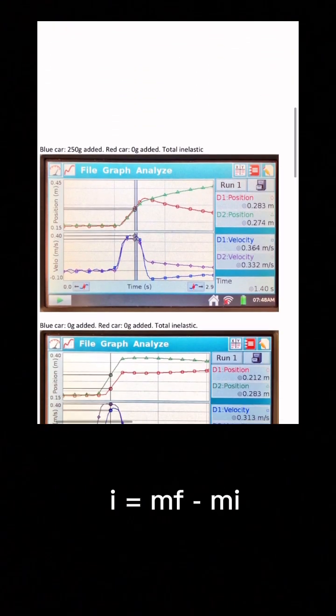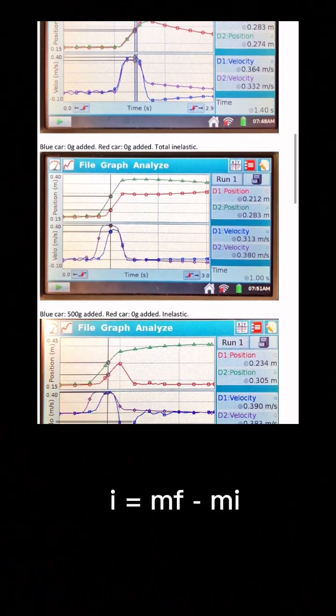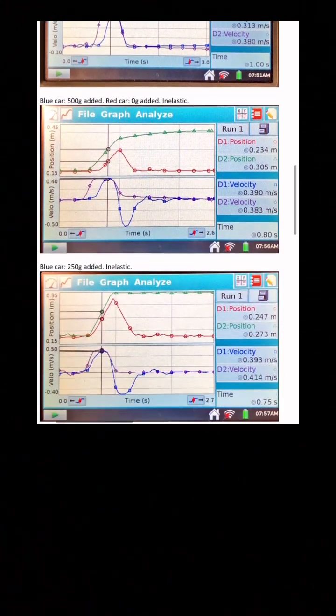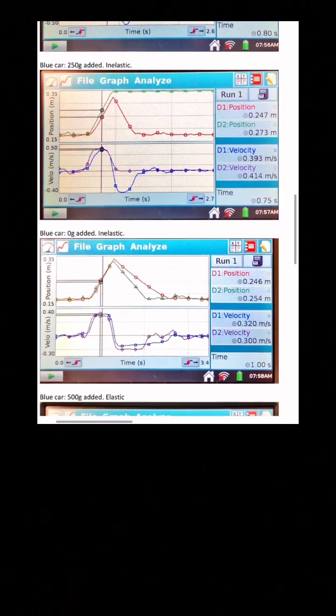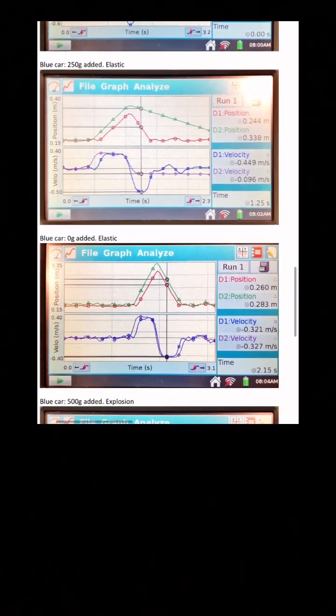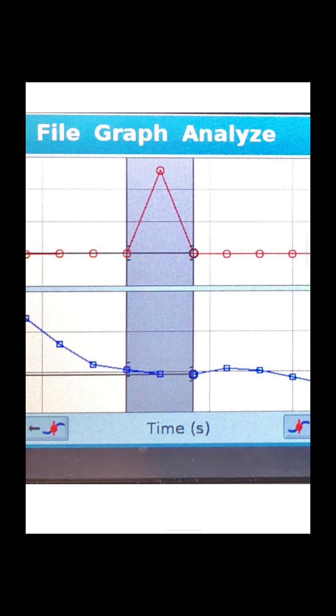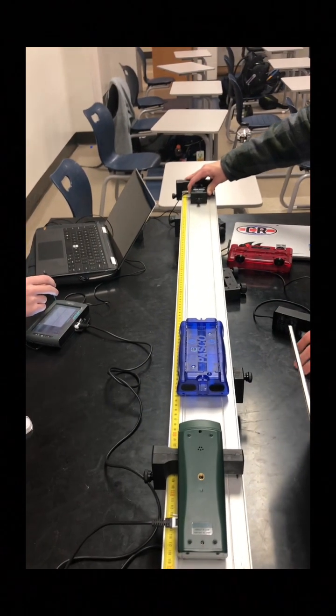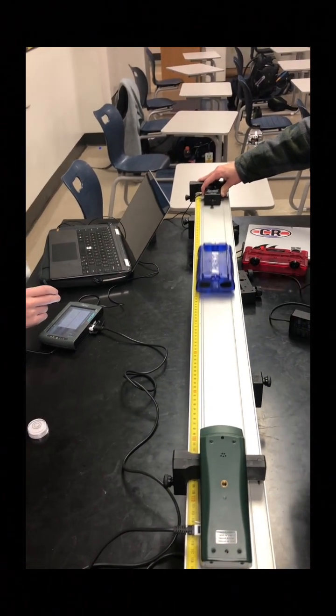The impulse is equal to the final momentum, being momentum after the collision, subtracted by the initial momentum, being momentum before the collision. Using this system, we are able to find the impulses applied on each cart. Another way of finding the impulse is by using the force exerted on the cart multiplied by the time the force is applied. This can be done by finding the area of the triangle created when a force is applied in a collision on a force versus time graph. The resulting impulse is the same value it would have been had the other method been used.